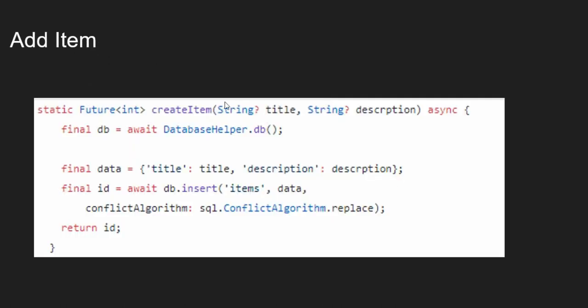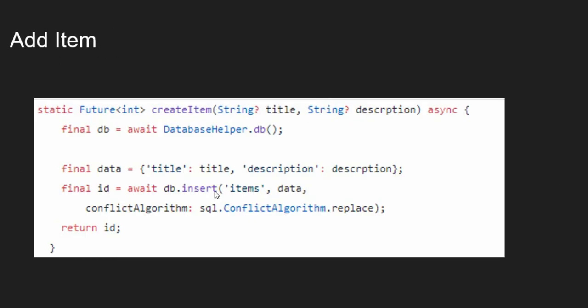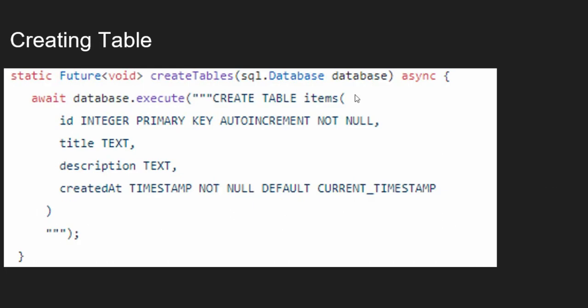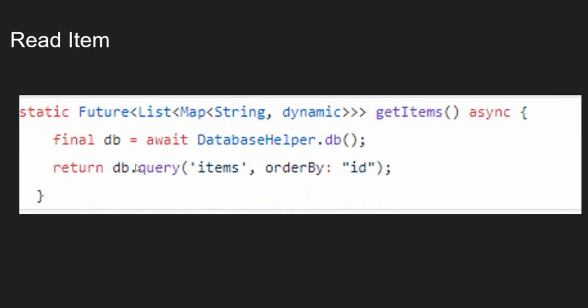To add an item, we get our database, and then we map our data from our form fields into these keys. That means these keys we described when creating the table items. Then with the insert method, we insert into our table name the data with the title and description. And then this conflict algorithm resolves the conflict whenever we update the data or add the data into our database. To read the item, we just return the query with our table name and by our id.